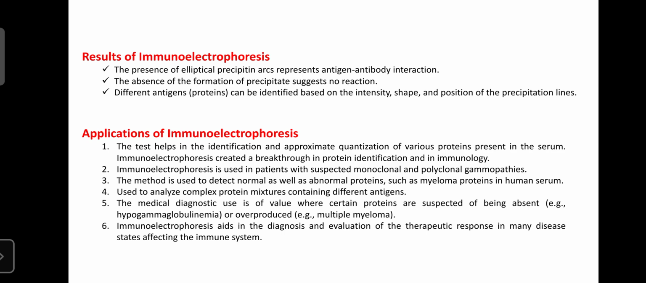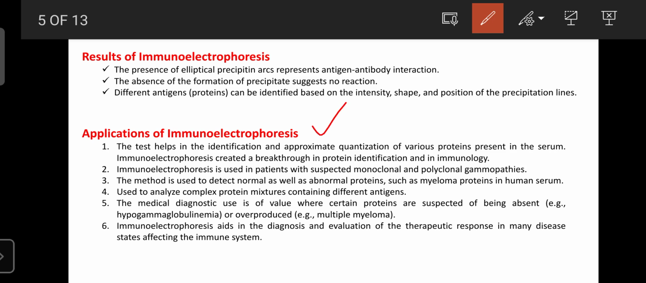Regarding the applications of electrophoresis, this test is helpful to identify the approximate quantification of various proteins present in the serum. It is also used for identification and quantification: which protein is present and how much. Immunoelectrophoresis also created a breakthrough in protein identification in immunology. It is used in patients with suspected monoclonal or polyclonal gammopathies, where monoclonal or polyclonal antibodies may be involved.